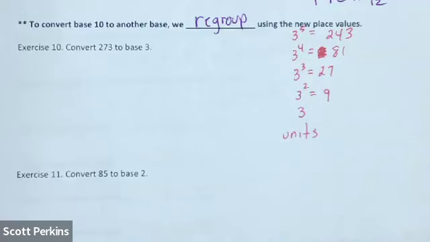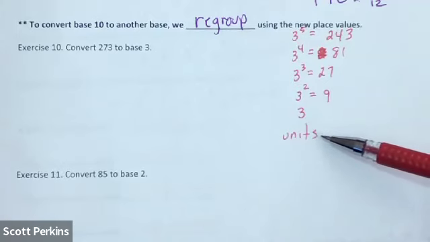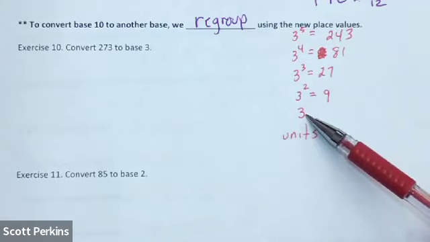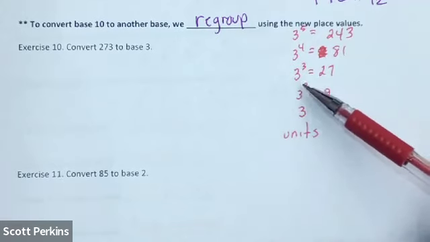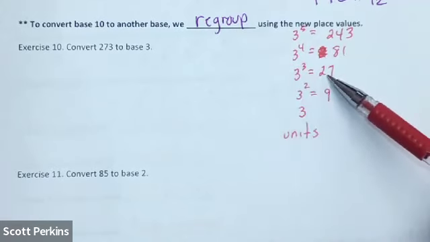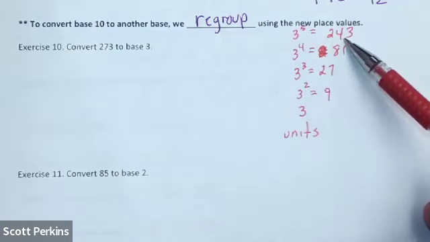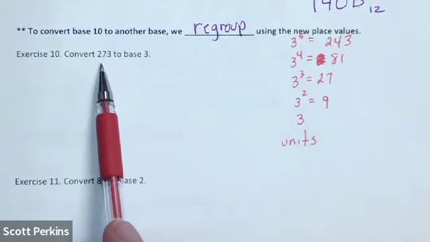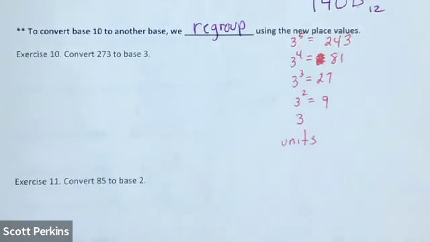All right, just for time's sake, I'm going to get started on this problem. So I've listed my place values for three. I got my units, I've got my threes. And then remember, every place value is three times the previous one. So 3 squared makes 9. Then the next one's 3 to the 3rd makes 27. 3 to the 4th makes 81. 3 to the 5th makes 243. I stopped there because 3 to the 6th would be 729, and I don't have enough objects to make a full group of 729. So that's why I stopped there.